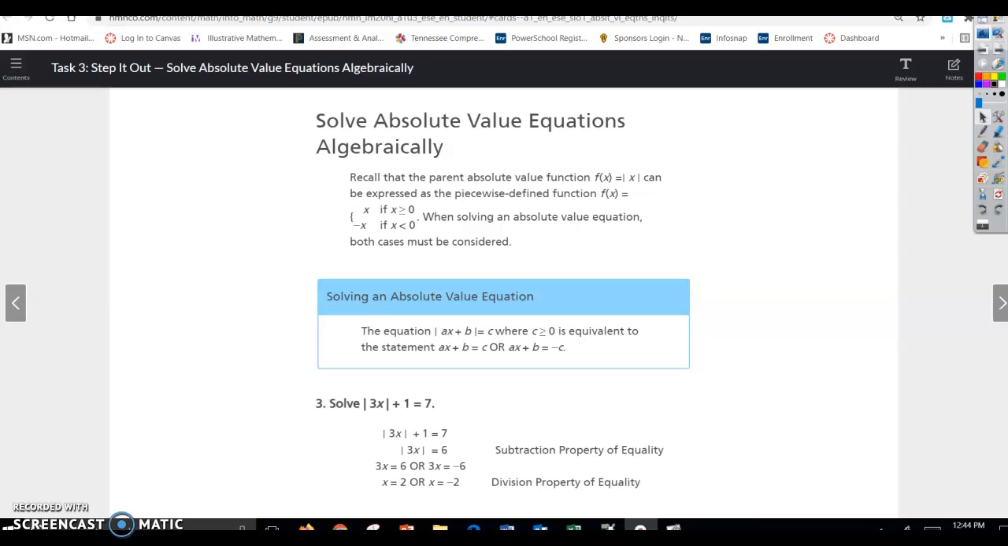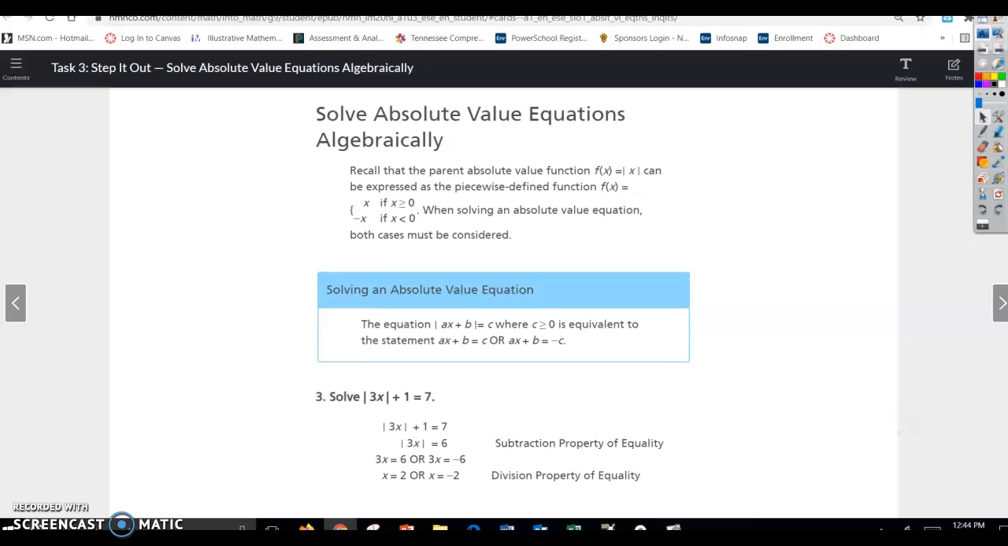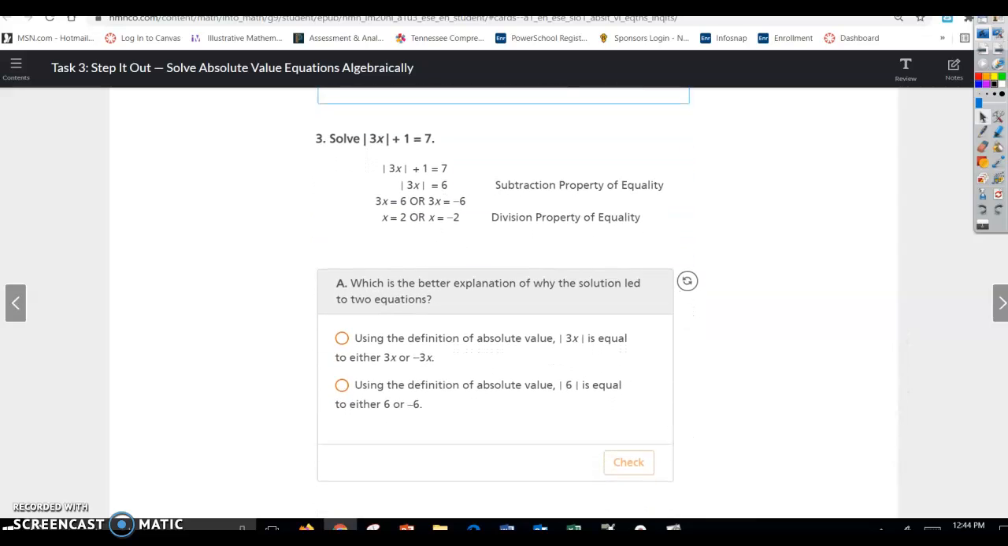All right, solving an absolute value equation. The equation absolute value of ax plus b equals c, where c is greater than or equal to 0, is equivalent to the statement ax plus b equals c, or ax plus b equals negative c. All right, so we have an equation: absolute value of 3x plus 1 equals 7.